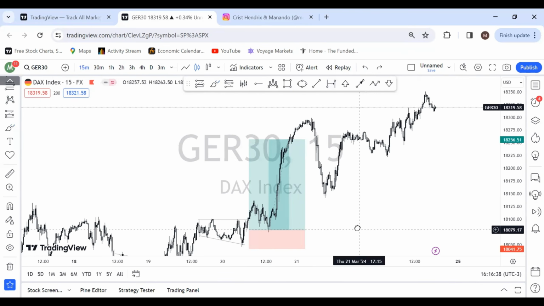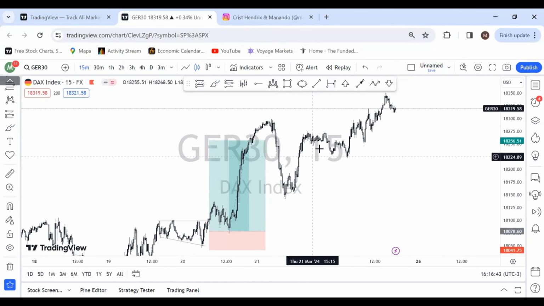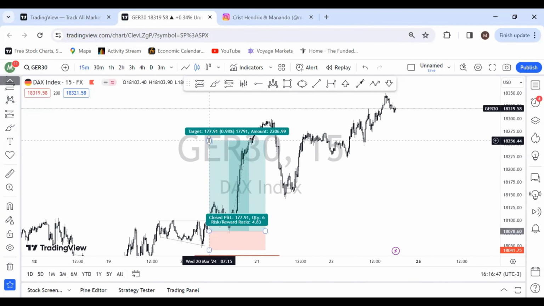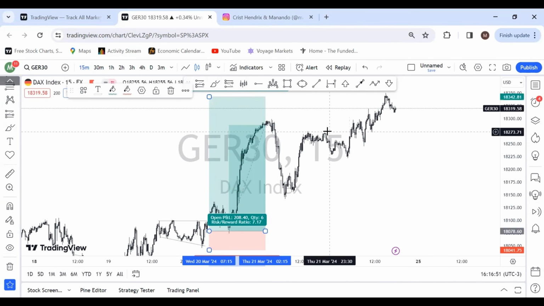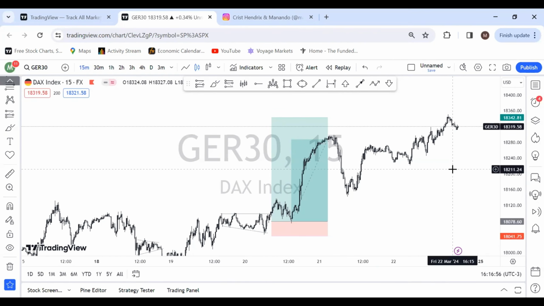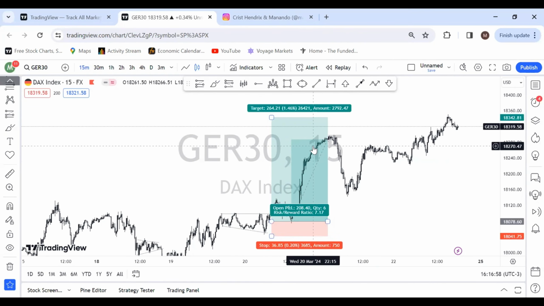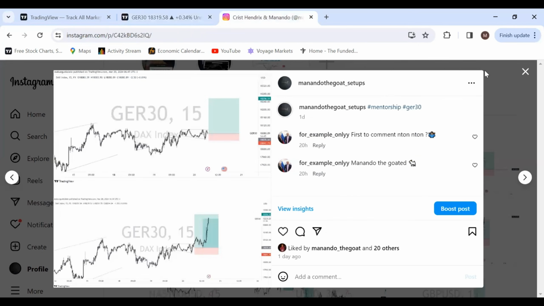And you can see, even after this huge pullback, the price recovered and created a new high. So if you are such a swing trader, you could have gotten away with a nice 1-to-7 ratio trade. So it's a good trade, to be honest.